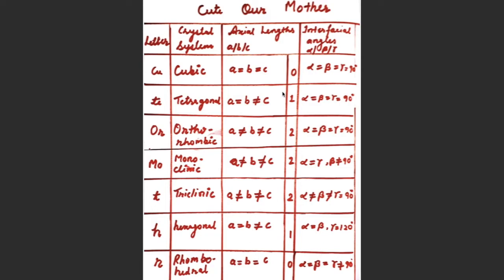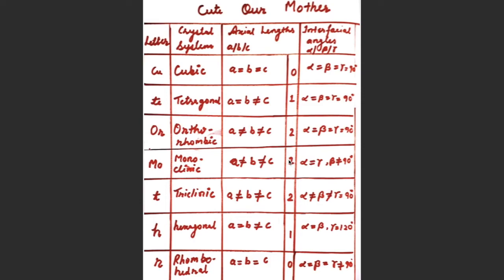Now, how will we learn it? Here I have given some numbers to them. 0 means all parameters are the same: a = b = c, and alpha = beta = gamma = 90 degrees. 1: here, one parameter will be different. a = b, but c is not equal to a and b. 2: two parameters are different. a is not equal to b is not equal to c.